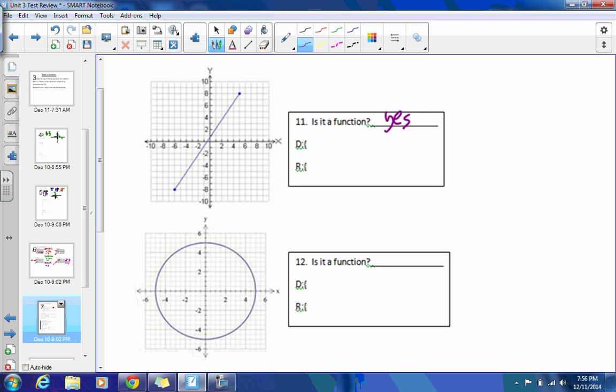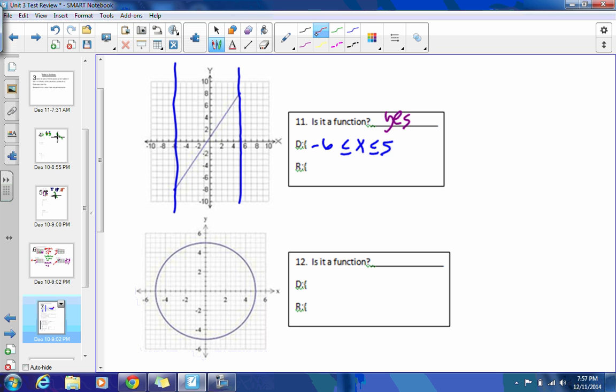And let's do the domain and range of this one. Remember, the domain deals with x, and what numbers are on the left and the right of them. If you look here, the left end goes to -6, the right end goes to 5. So we write -6 is less than or equal to x, which is less than or equal to 5. And that's how you'd write it.